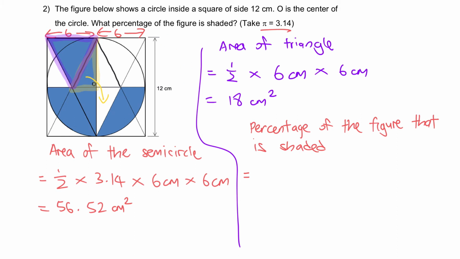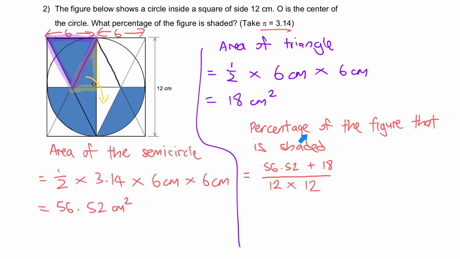The fraction answer would just be the shaded area, which is 56.52 plus 18. This is the shaded area out of the entire figure. In this case, we know that it is 12 times 12, isn't it? This is a square, so the area of the square is 12 times 12. Now, this is the fraction answer. If they ask fraction of the figure that is shaded, you solve for this, and that is the final answer.